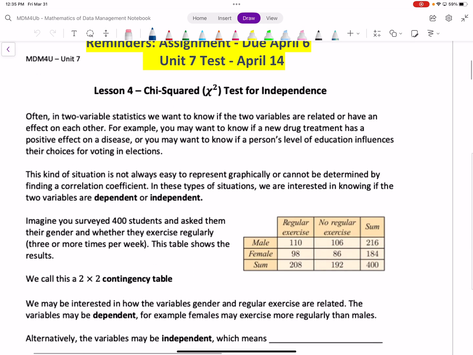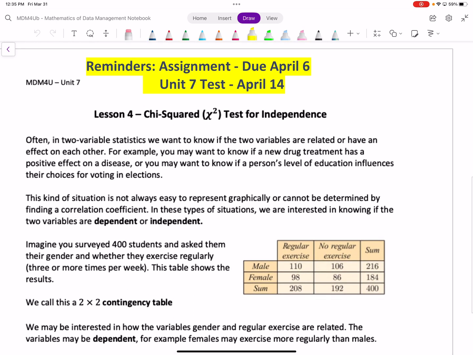So often in two variable statistics, you get data, but it's not easy to show something by graphing it. Like, for example, you could have categorical data. You can't make a correlation coefficient or anything like that. And you want to apply something different to it.